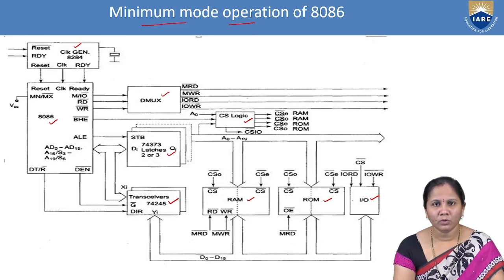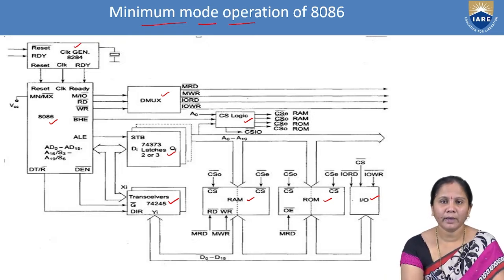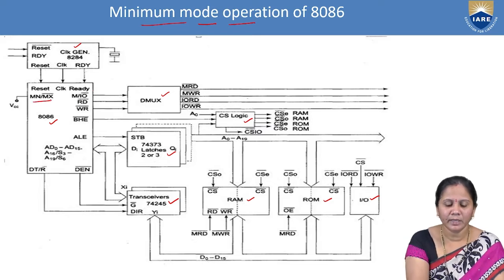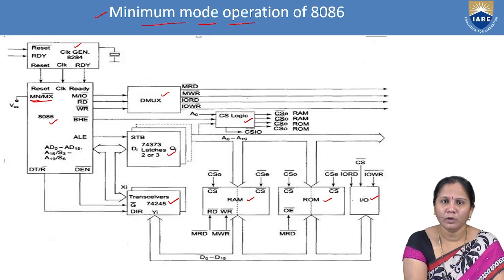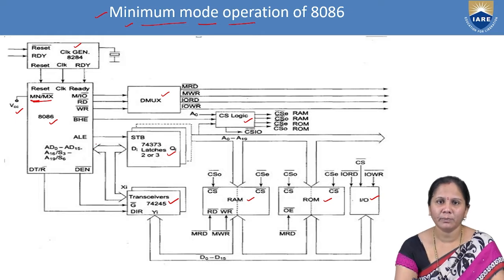Now, we will go into detail about each component. First, let us have an overview of this architecture. What are all the signals available? What is the function of each signal? Here we are discussing the minimum mode operation. We have one important pin which is MN/MX bar. MN represents minimum, and it is an active low signal. So in order to operate the processor in the minimum mode, you have to connect this MN/MX bar signal to VCC. Then only the minimum mode operation will be performed.